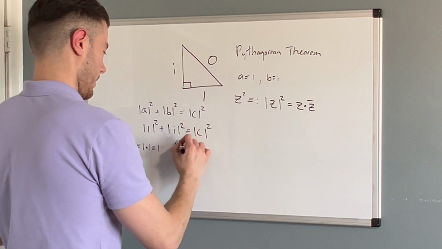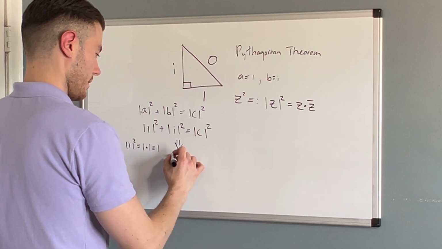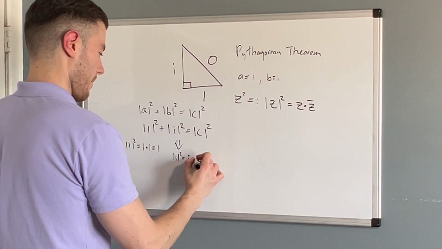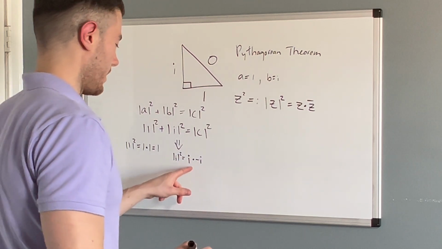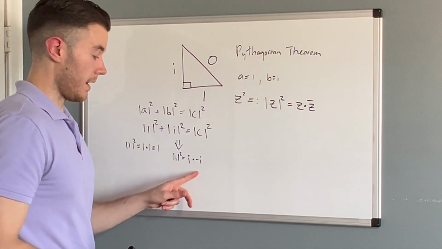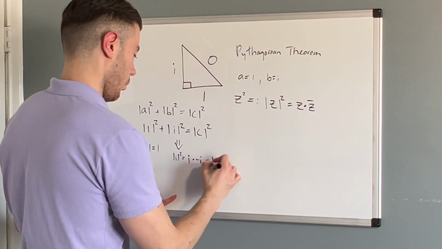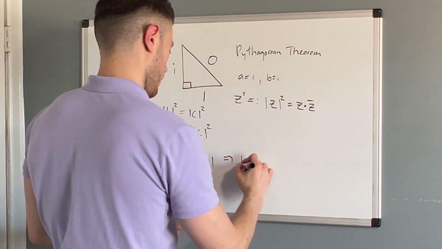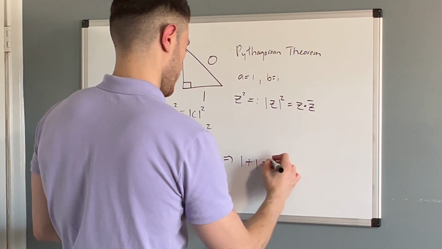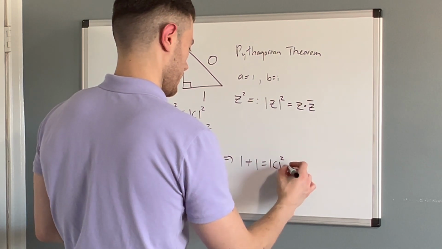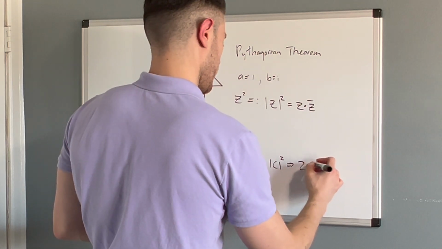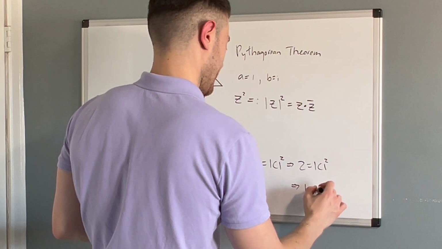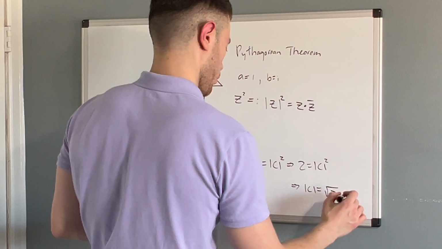Let's see, for mod i squared, we get i times minus i. i times i is minus 1, times minus 1 equals 1. So then let's plug these in. We have 1 plus 1 equals c squared. This is obviously equal to 2 equals c squared. And c is clearly equal to root 2.